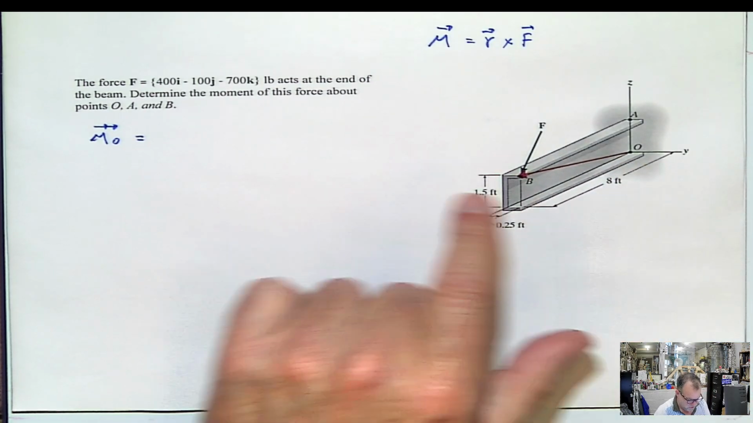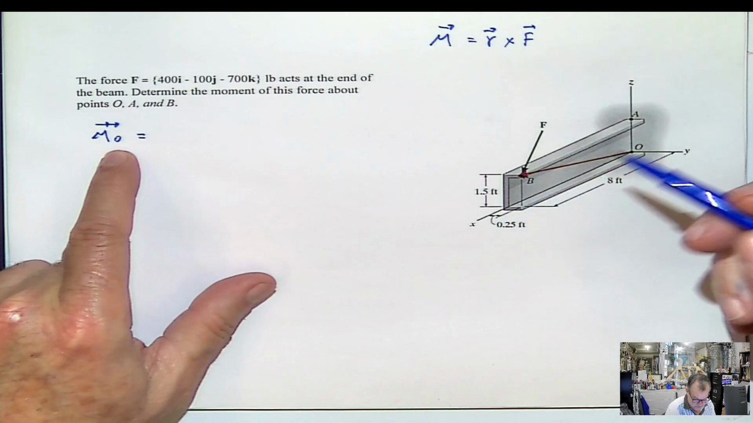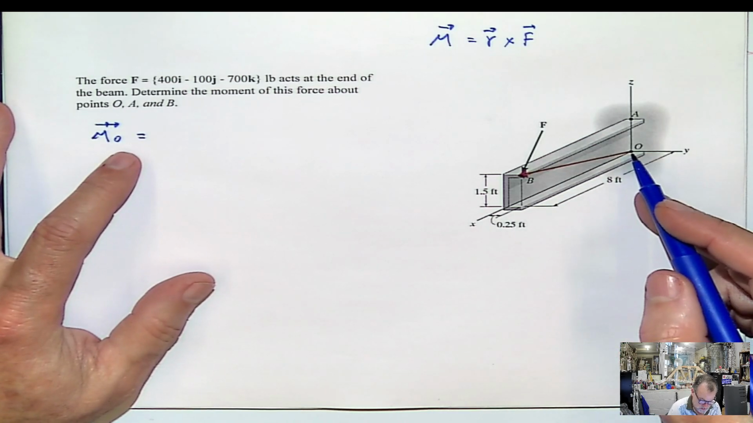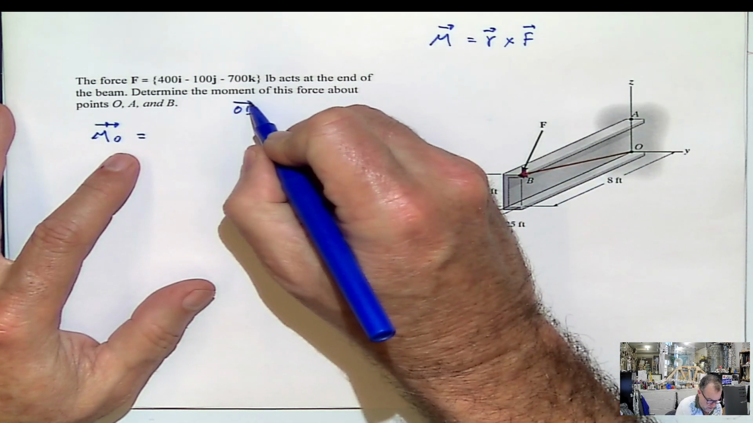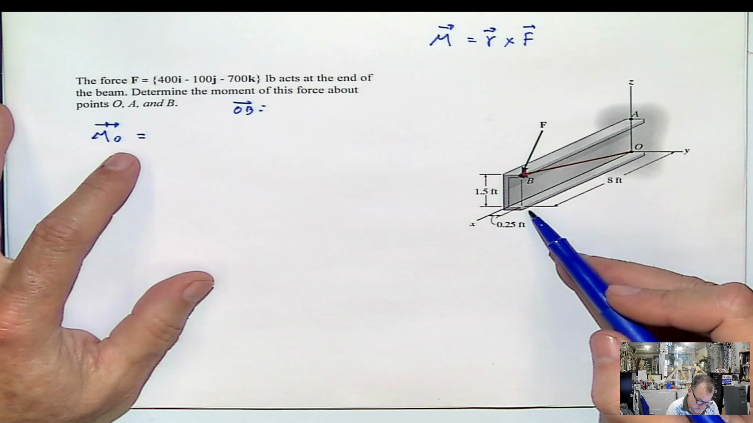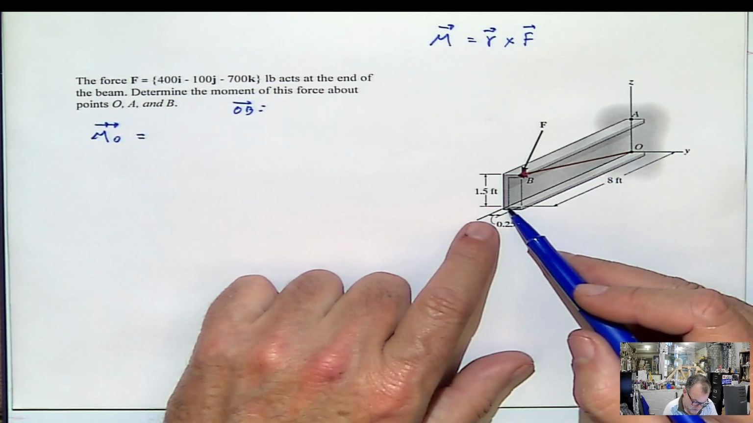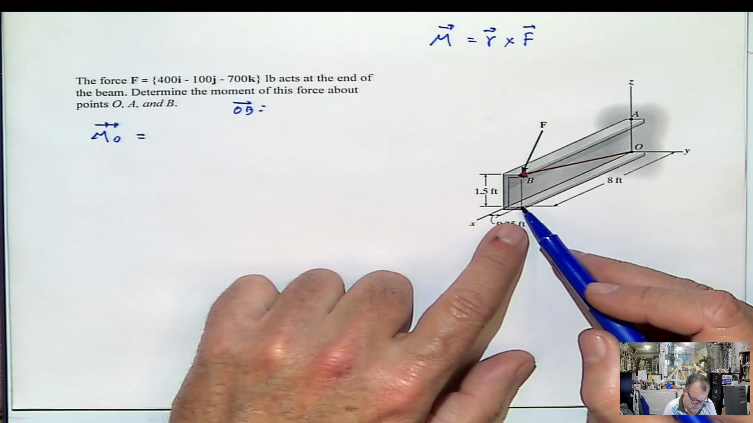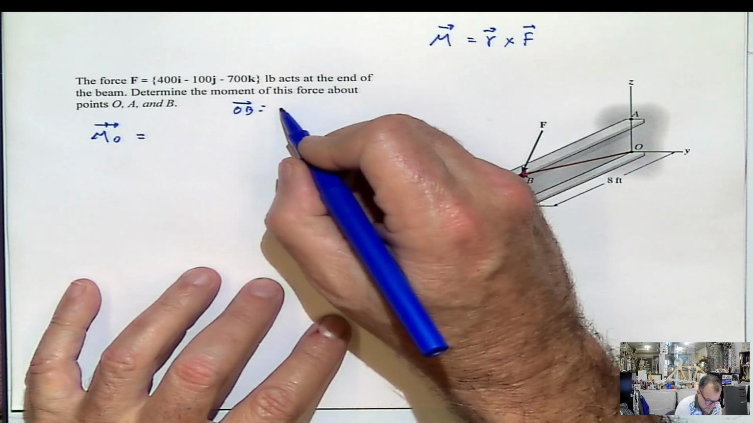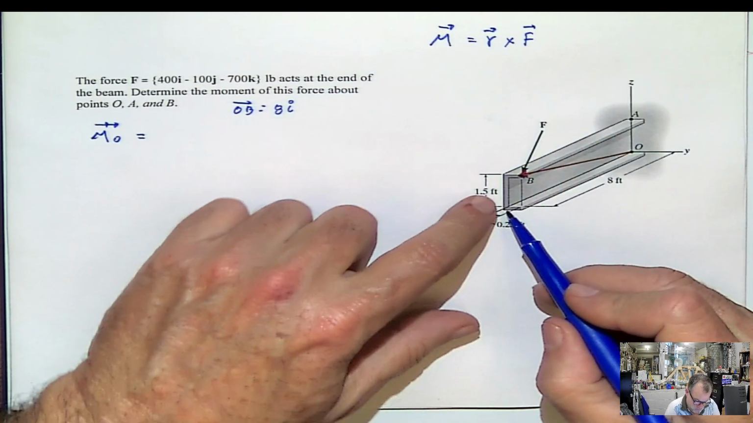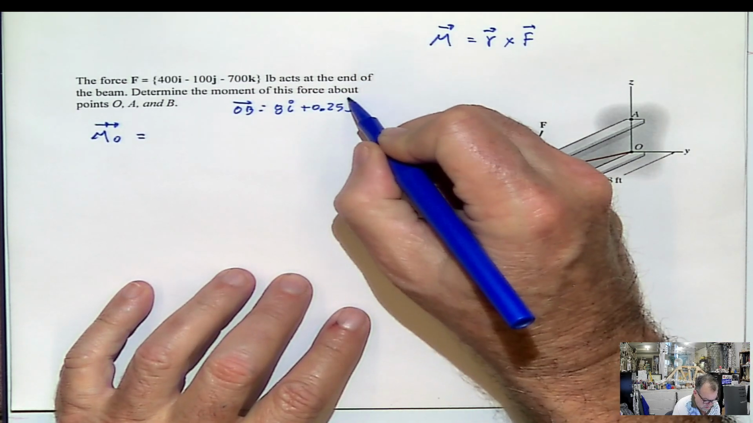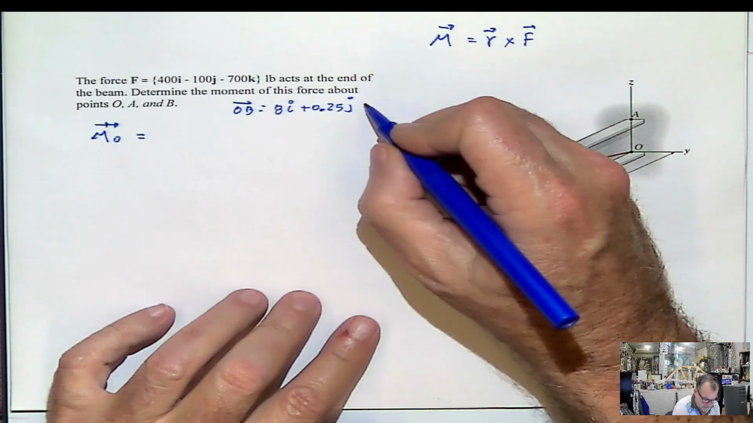From the point that I need to calculate the moment to the line of action, in this case, the point of application is part of the line of action, right? What is this arm? Arm OB. OB is going to be 0, 0, 0, and in this case it's going to be 8, 0.25, 1.25. So it's going to be 8 in X, 0.25 in J, and 1.25 in K.